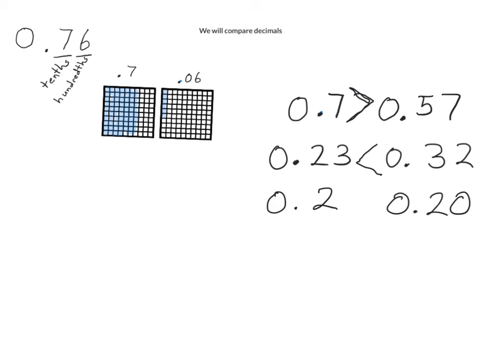Let's look at one more. We have 2 tenths and 20 hundredths. So again, we look at the 0 in the ones place, and they're equal. Then we look at the tenths place. We have a 2 in the tenths place on each side. This has a 0 here, so there's no value. So 2 tenths and 20 hundredths are equal.